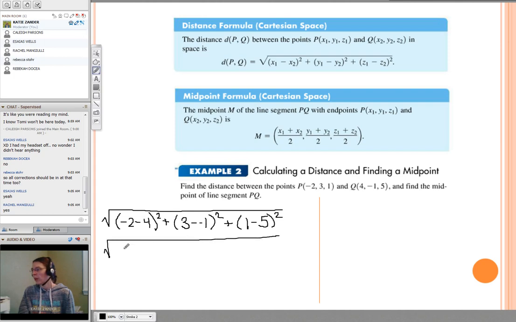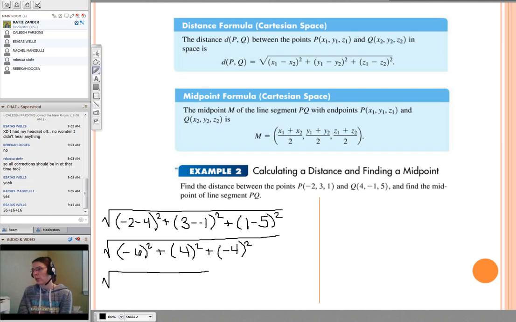All right, let's see what we get here. This will be a -6 squared. While I'm typing this out on the board, why don't you go ahead and use your calculators and work ahead of me, performing the exponents and addition piece of the formula. What are we going to get underneath that square root sign? So 36 plus 16 plus 16, what does that equal?